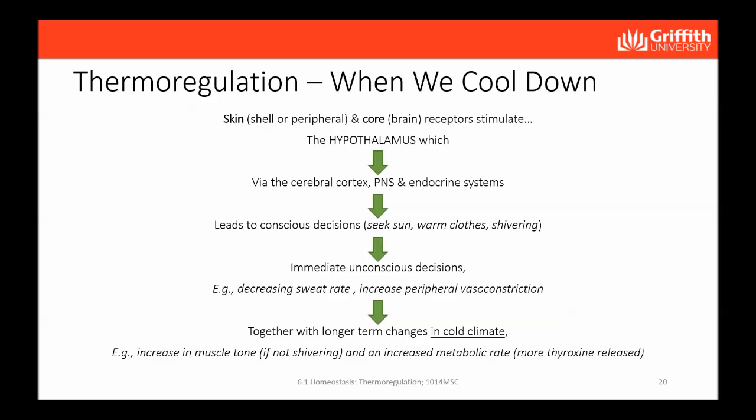Similarly, when the peripheral and the core body receptors detect a decrease in the temperature, it stimulates the hypothalamus, which leads us to make conscious decisions, such as to seek the sun, wear warm clothes, and start shivering. It also triggers immediate unconscious decisions, including decreasing the sweat rate and increasing peripheral vasoconstriction, together with long-term changes in cold climates, such as increasing muscle tone and increasing metabolic activity by secreting more thyroxine.